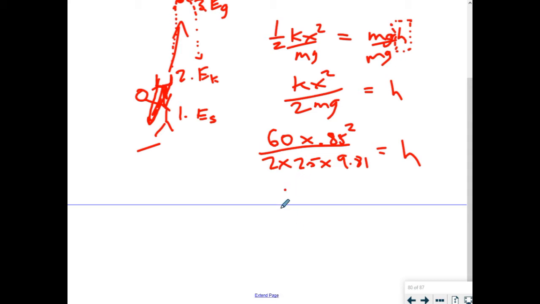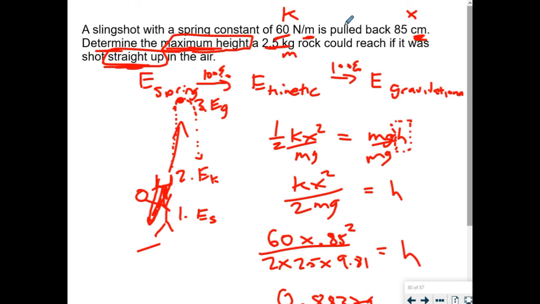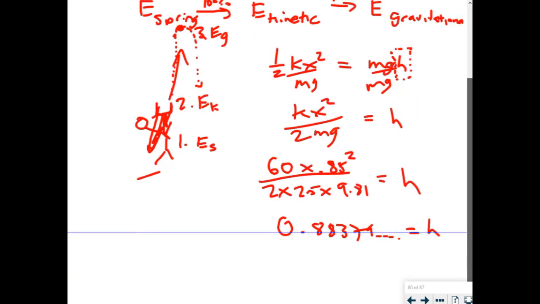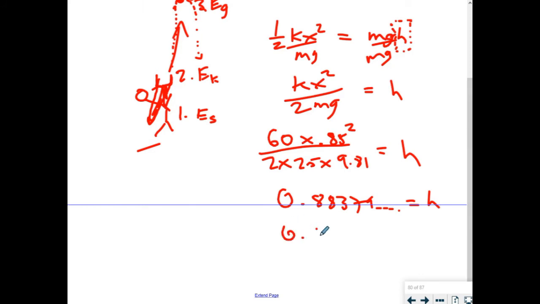I calculated this. I got 0.88379, etc. for my height. Is that what you got too? In terms of significant digits, these numbers right here all come with 2 sig digs. So we should probably call it 0.88.